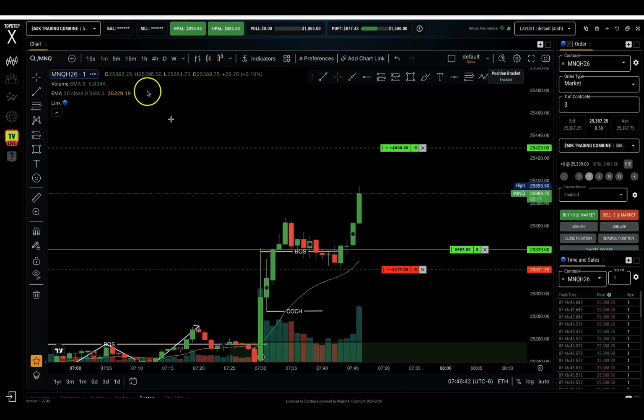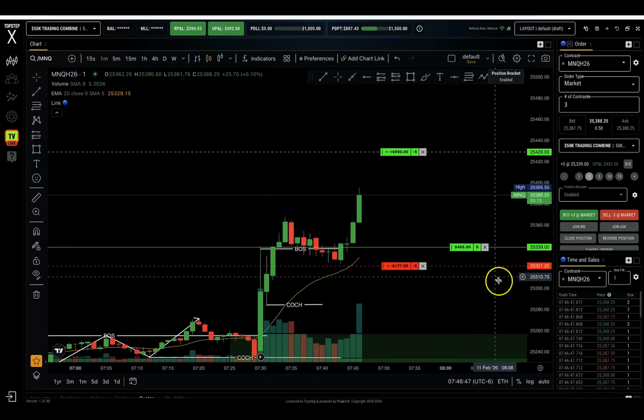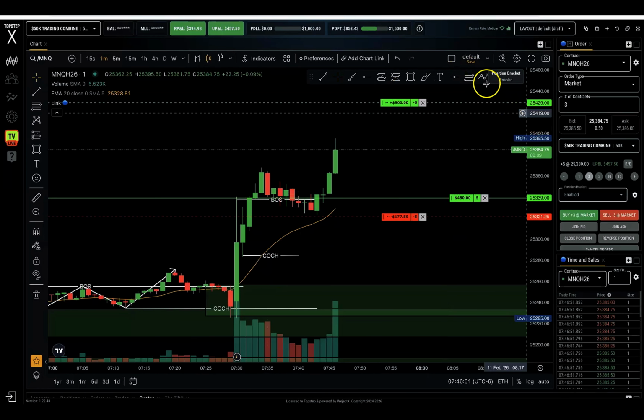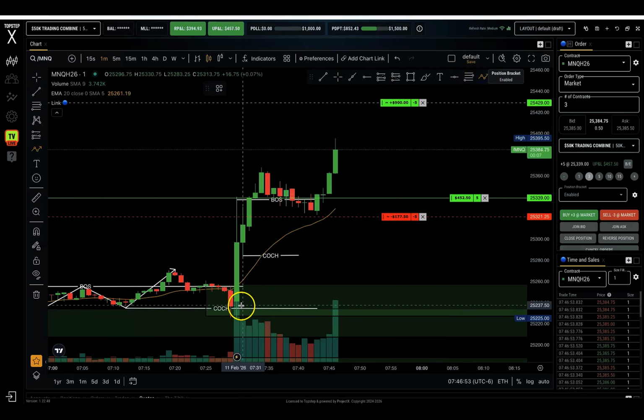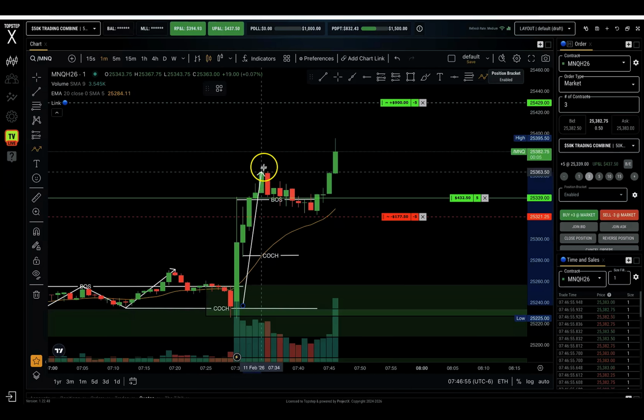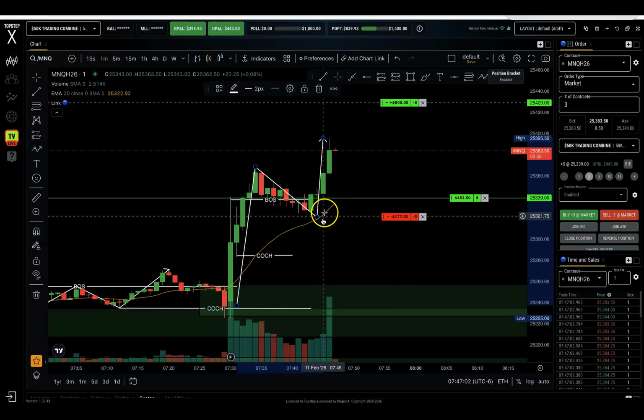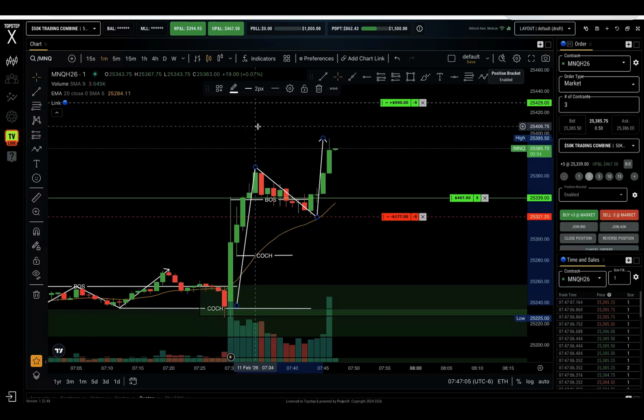Because it broke structure. Because here's what it did. As long as we can stick that nice golden candle. So here's what it did. It went up, made this high, made this low. That's the new low now, right? This is the new high. So we got new data, so I added on.